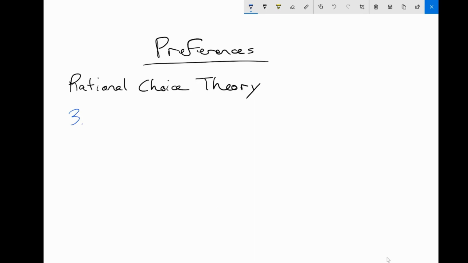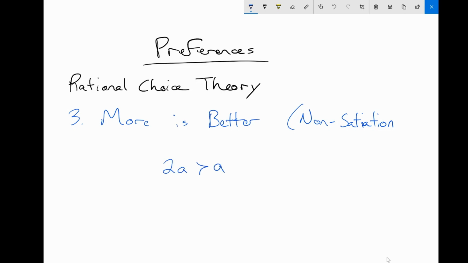Axiom number 3, it's going to be in blue. More is better. Non-satiation, we might say. That means you're never satisfied. You'll always take more of something. Now you can disagree with this, but what this means is that more is better. I always want more. I would always prefer 2 of good A to just 1 of good A.